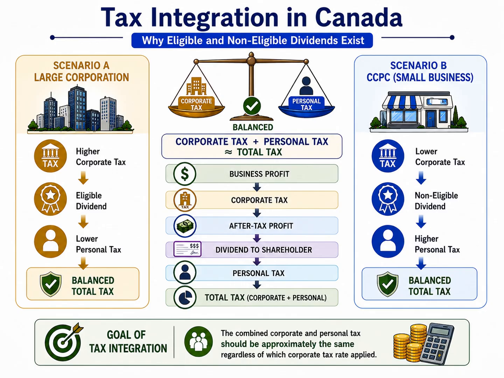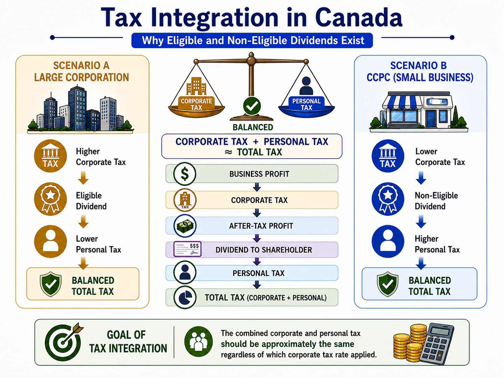The second corporation is a Canadian-controlled private corporation that qualifies for the small business deduction. It pays corporate tax at a lower rate. Since less tax was paid at the corporate level, the shareholder receives a non-eligible dividend, which provides a smaller dividend tax credit. As a result, the shareholder pays somewhat more personal tax.